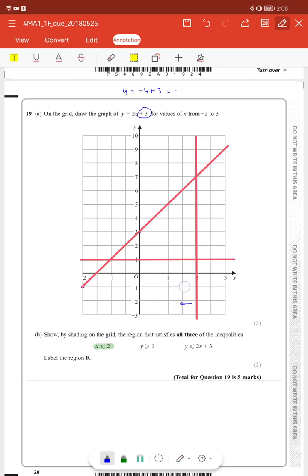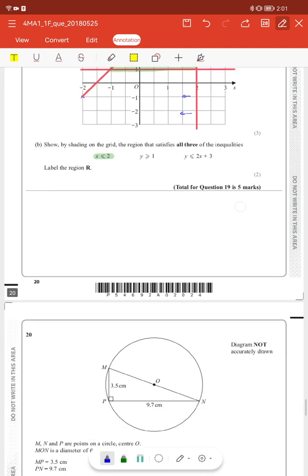Less than or equal to 2 means we want to be on the left of this line. Greater than or equal to 1 means we want to be above this line. And less than that. So when we have that, that's going to be this region in here. And that is our region R. Don't forget to label it R, because that's the easy part.